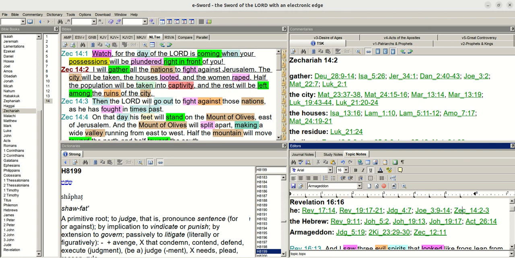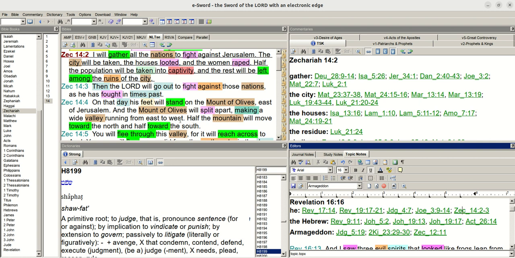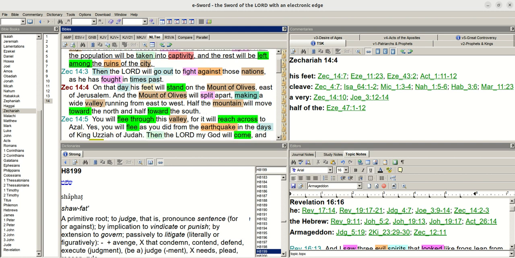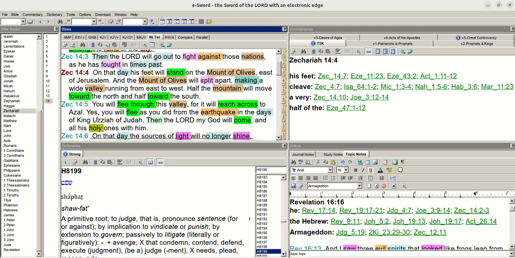Yeah, it does. "Then the Lord will go out to fight against those nations as he has fought in past times. On that day, his feet will stand on the Mount of Olives east of Jerusalem, and the Mount of Olives will be split apart, making a wide valley running from the east to the west. Half the mountain will move towards the north and half towards the south." How often is something like this going to happen? "You will flee through this valley, for it will reach across to Azel. Yes, you will flee as you did from the earthquake in the days of King Uzziah of Judah. Then the Lord my God will come, and all his holy ones with him."